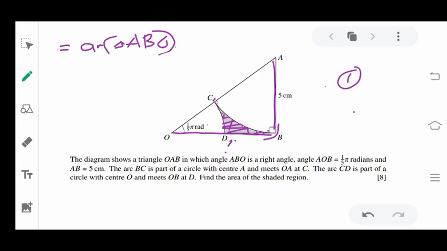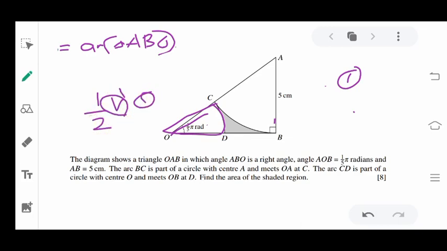Okay, now when we look at the next sector OCD, in this sector OCD, theta is given as 1 by 5 pi radian, but we want the radius because area of sector is half r squared theta. So how do you find r? For that also, make a plan.